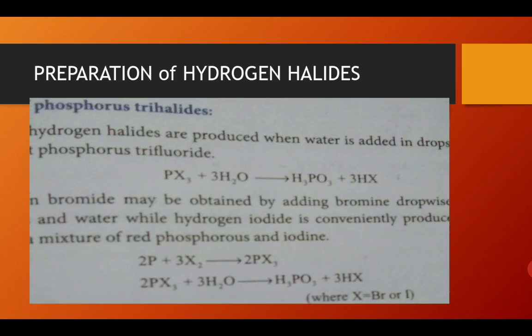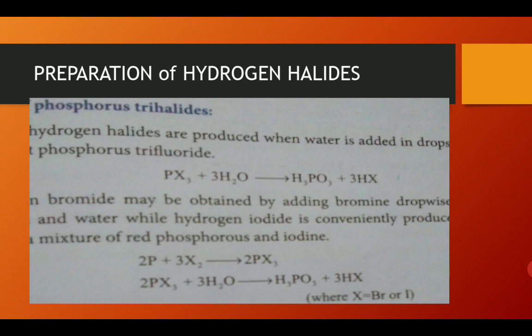The next one, preparation of hydrogen halides. Hydrogen halides are produced when water is added in drops to phosphorus trihalides, so PCl3, phosphorus trichloride. Here they have given X, in the sense any halogen it can be. So the equation is PX3, a common equation, plus 3 water molecules gives H3PO3, that is phosphorous acid, plus 3HX, that is hydrogen iodide or hydrogen chloride, hydrogen fluoride, any hydrogen halide.